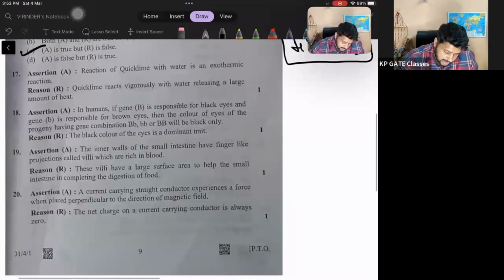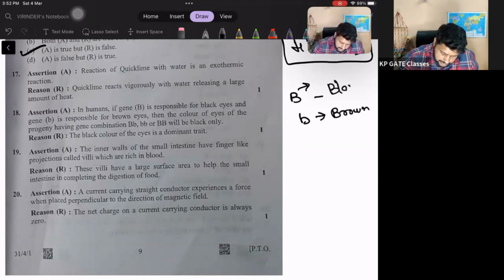C. In humans, if gene B is responsible for black eyes and gene b is responsible for brown eyes, then the color of eyes of the progeny having gene combination BB, Bb or bb will be black only. No, first, here you can see that black eyes is the capital one. So this is your dominant, oh sorry, this is your expressive gene. So the recessive one will be this one. This is for brown eyes. This is for black eyes.